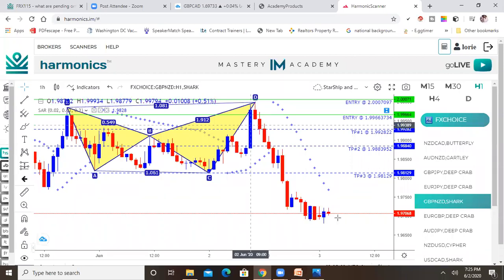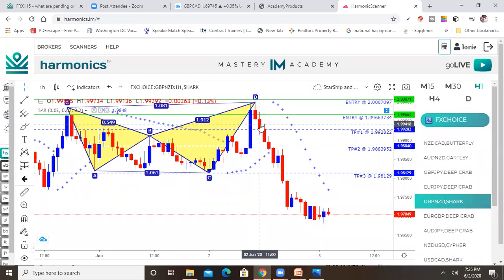So it is now 7 o'clock. So this was 7, 6, 5, 4, 3, 2, 1, 12, 11, 10, 9, 8, 7, 6, 5, 4. Around 4 o'clock in the morning, this produced this downtrend right here.